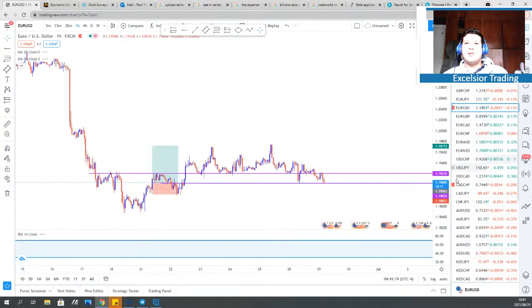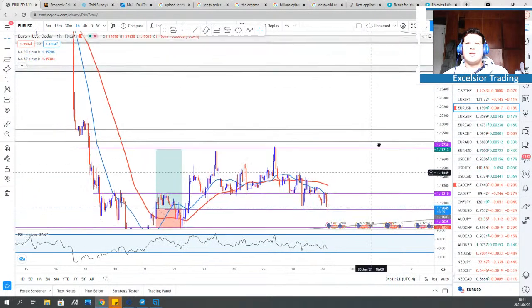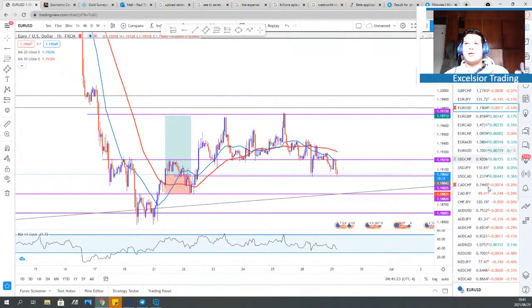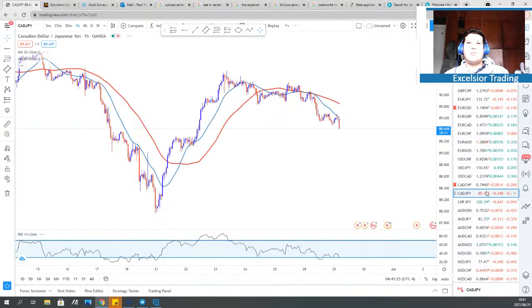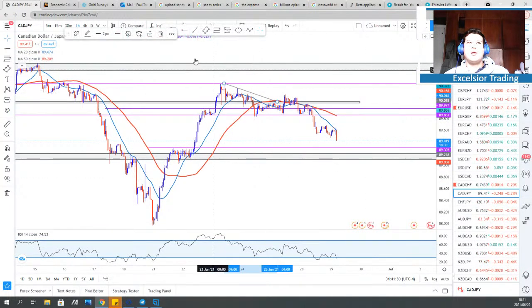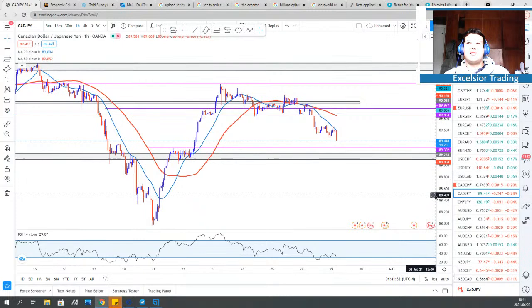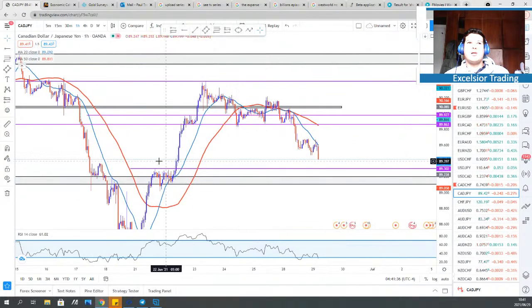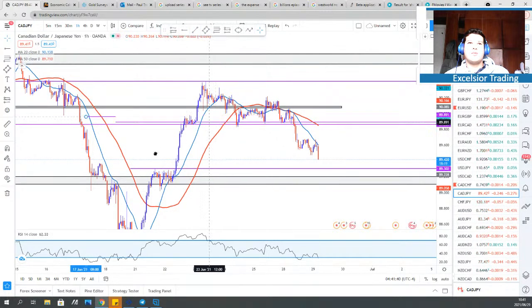Let's check USD quickly. Still hasn't broken this range yet, so we'll see what happens there. CAD CHF, CAD JPY, right. We are having downwards movement, but we have support up here, right? Yeah, I'll just mark the support as well, and use that line.